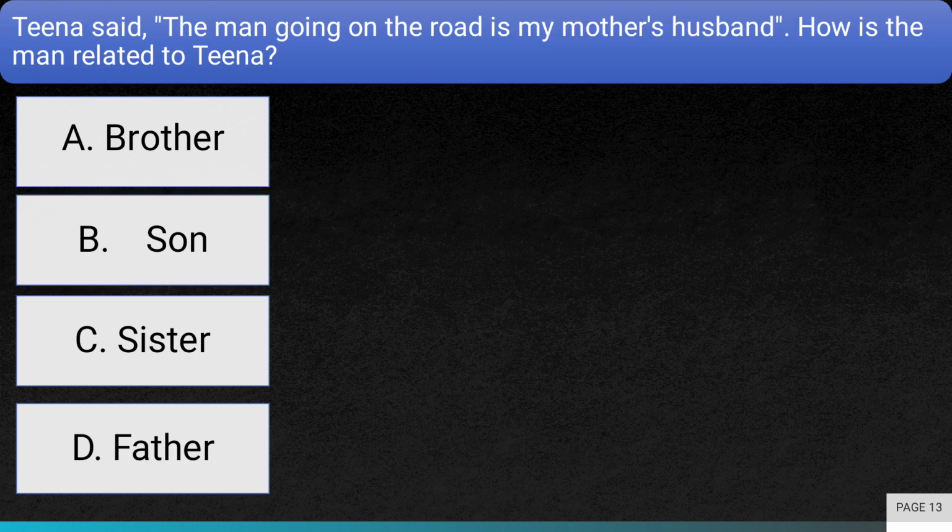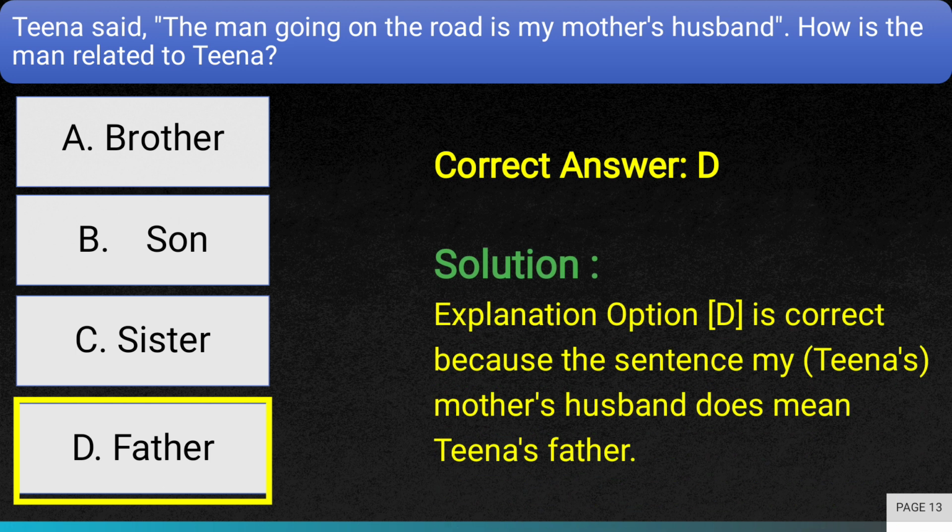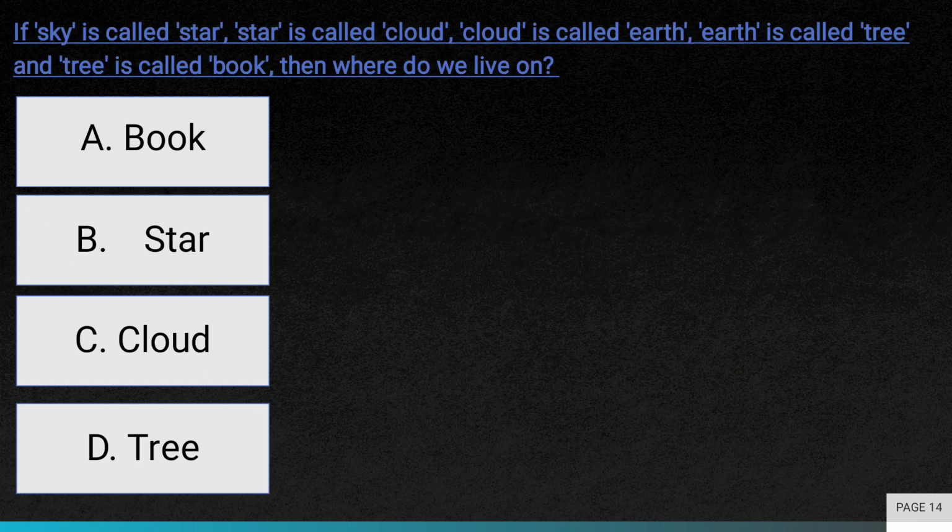The next one, Tina said, "The man going on the road is my mother's husband." How is the man related to Tina? So options are option A, brother, B, son, C, sister and D, father. So the correct option is D. How? Let's explain it. Because in the given sentence, Tina's mother's husband means Tina's father, right? Obviously, so the correct option is Tina's father. It's very easy. Moving to the next one.